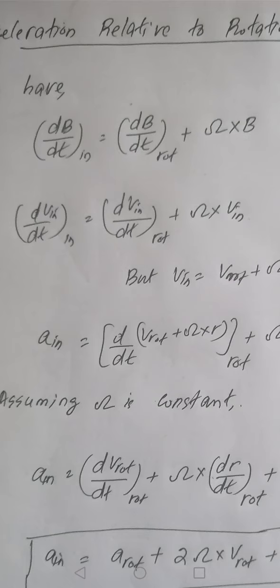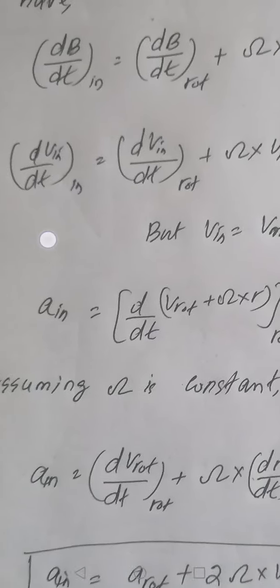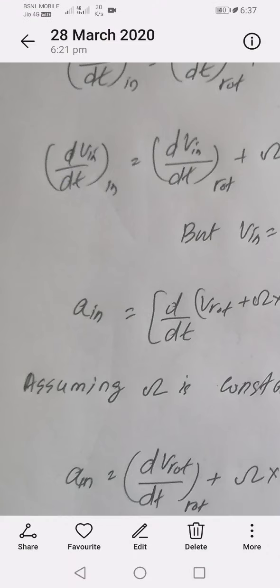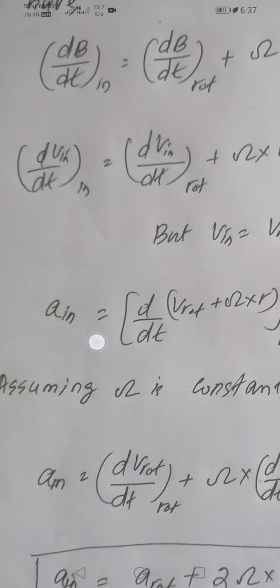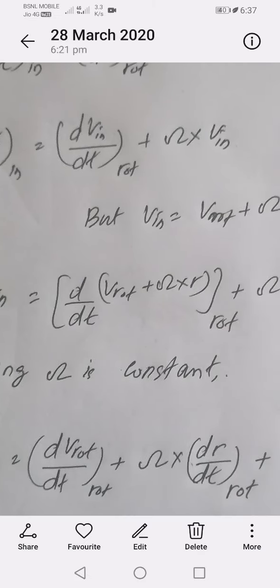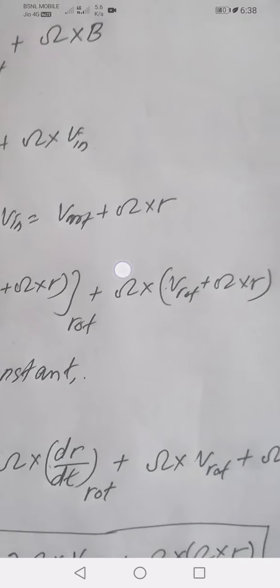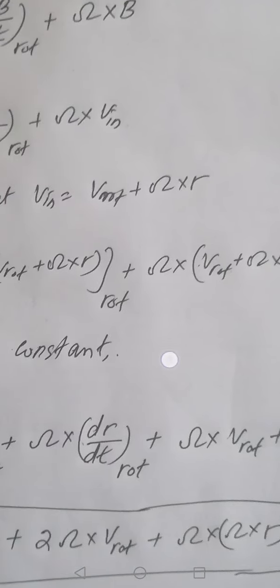So for inertial velocity, d by dt of v in is equal to d by dt of v in rotation plus omega cross v in. But v in is equal to v rotational plus omega cross r, that we just covered. Therefore d by dt of v in inertial, that is actually a inertial, is equal to d by dt of v rotational plus omega cross r in the rotating frame, plus omega cross v in, where v in is replaced by v rotation plus omega cross r.